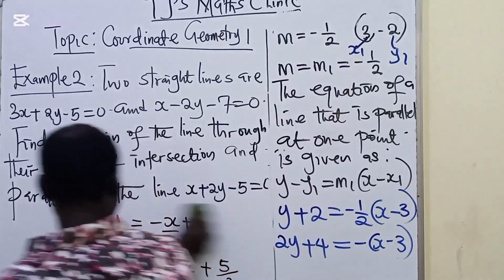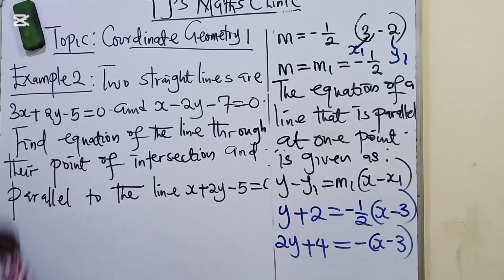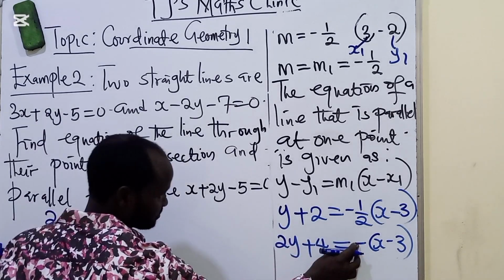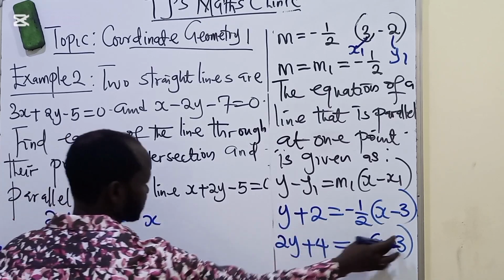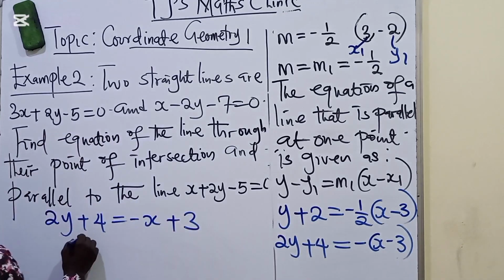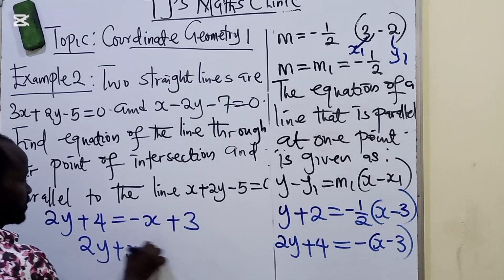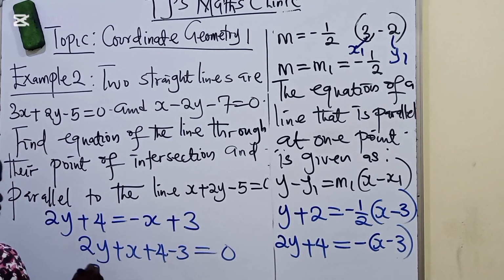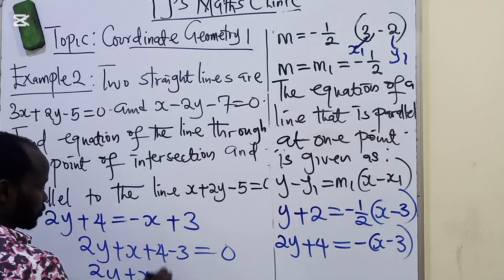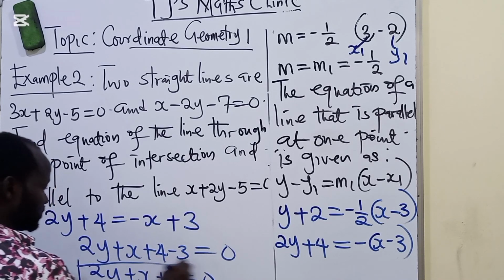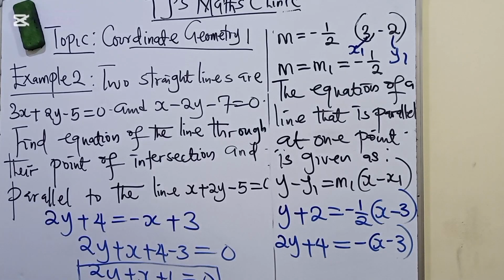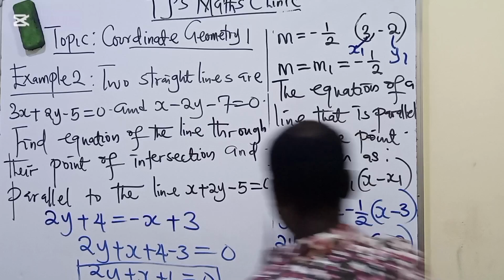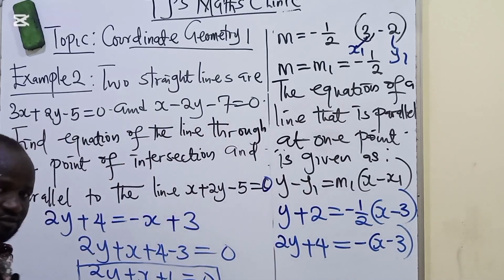Finally, the equation now will be 2y plus 4 equals minus x minus 3. Let's distribute this minus. That will be minus x, minus times plus is minus 3. Finally, we have 2y plus x plus 4 plus 3... rearranged, 2y plus x plus 4 minus 3 equals 0. The equation now will be 2y plus x plus 1 equals 0. So this is the equation of the line that is parallel to the line x plus 2y minus 5 equals 0. So this is the solution to this question.